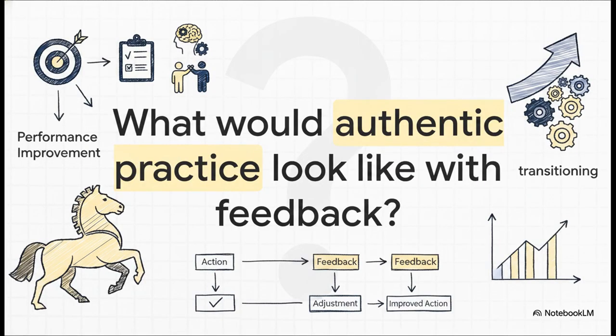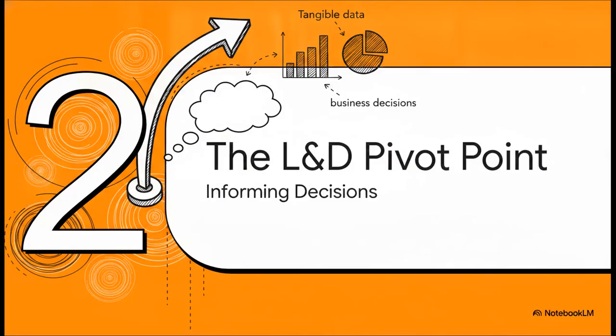And here is the exact question you use to do that. What would authentic practice look like with reinforcing and corrective feedback? It's basically a Trojan horse. It gently steers the client away from demanding a generic knowledge dump and forces them to think about what the employee actually needs to do on the job. You're basically asking, if we train them, how do we measure if they're doing it right or wrong back at their desk? Once you've clarified that initial request, you hit part 2, the L&D pivot point.